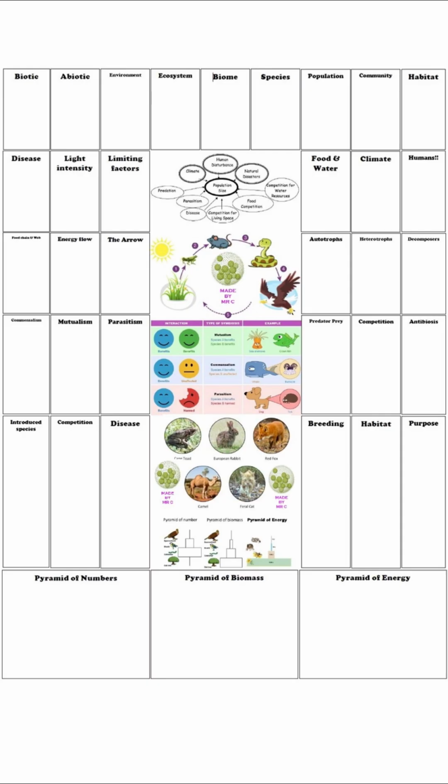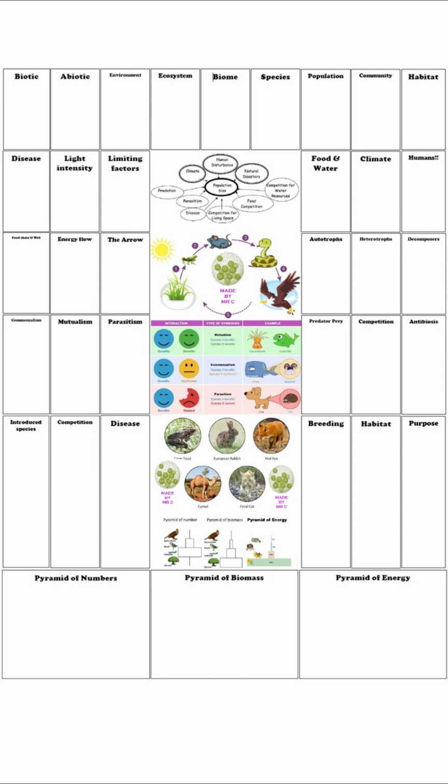Okay, so we're just going to go through the words that you need to know and the ideas that will help you in the topic of ecology. So biotic means it's living, and a biotic factor is a living thing that influences the survival of another living thing. Abiotic means non-living, and an abiotic factor is something that is not living that influences the survival of another thing. The word environment means a list of all the biotic and abiotic factors, and the word ecosystem is the interaction between all of the biotic and abiotic factors.